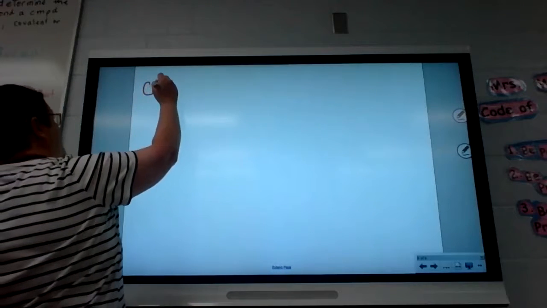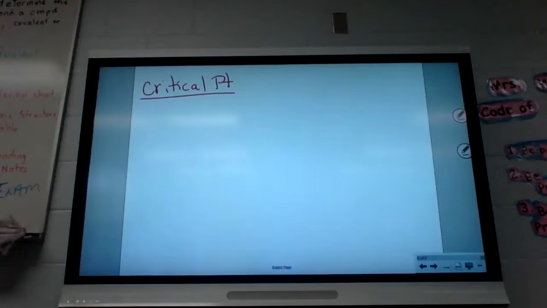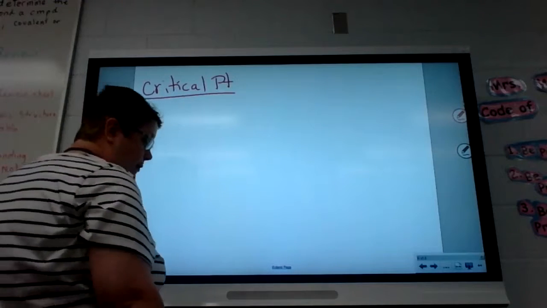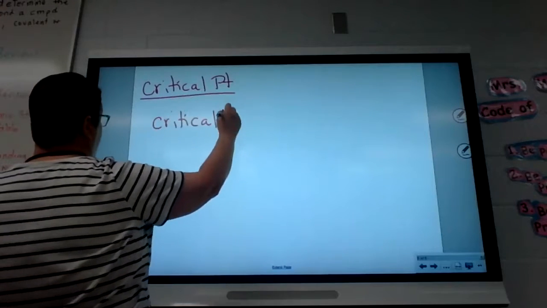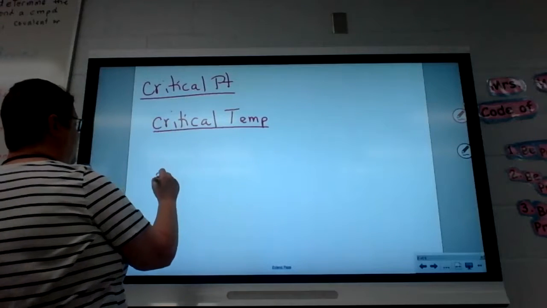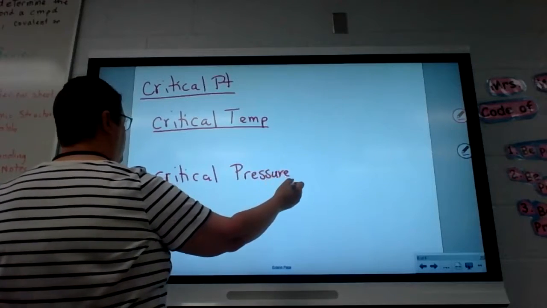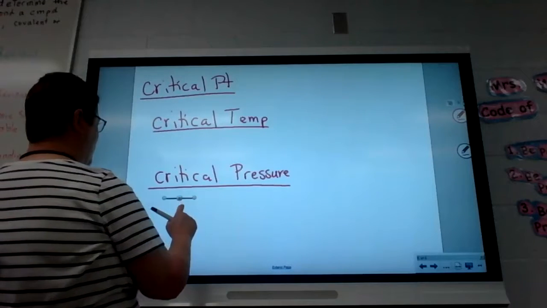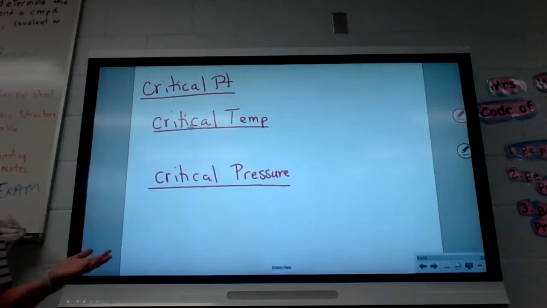All right, so the next one is the critical point. Now the critical point is a little different, and I have no explanation for this, so I just can't explain it. They don't give it one definition. They define it as the critical temperature, and we have another definition for the critical pressure. Why? I don't know. I just wish I had a reason, and I don't. I don't understand why we can't just call it the critical point and give it one definition. Okay, so the critical point has two separate definitions.